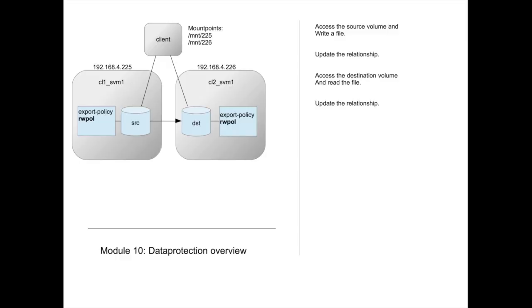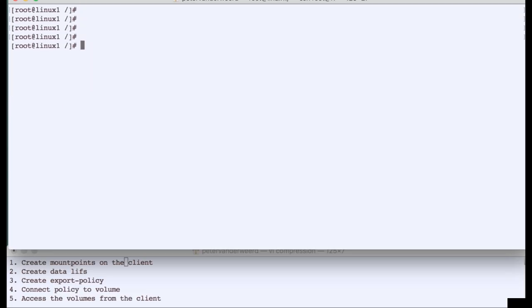Now we will create 2 mount points on the NFS client. We will add 2 data logical interfaces to the SVMs, and we will create an export policy and connect the export policy to the volumes. So we log into our Linux machine and we create 2 directories in /mnt. The directories will have the IP address host part 225 and 226.